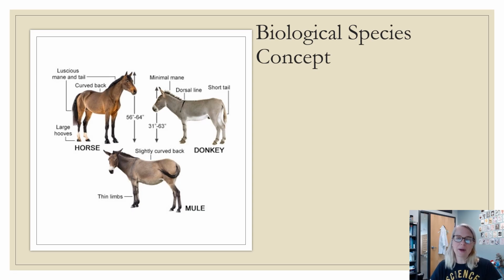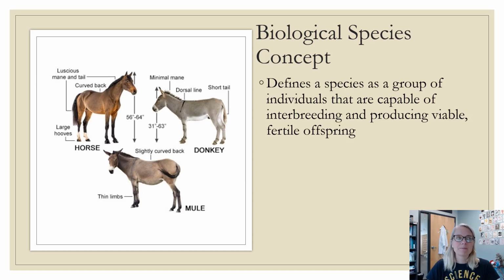So this first one is called the biological species concept. This is how I learned it when I went to undergraduate school to get my biology degree. A species is defined as a group of individuals that are capable of interbreeding and producing viable, fertile offspring. What that means is 2 organisms can mate, and their babies can grow up and mate and make more of that same organism. So if they can do that, those first 2 parents would be the same species, and their offspring would be of that same species.